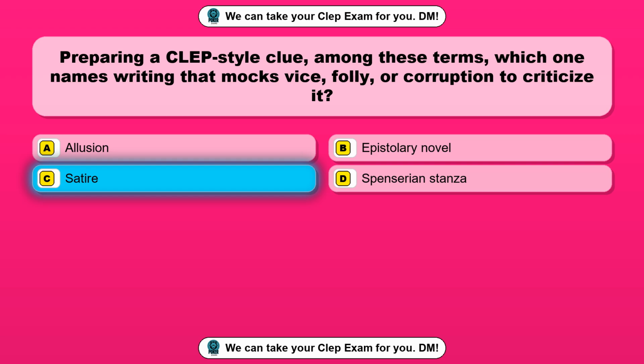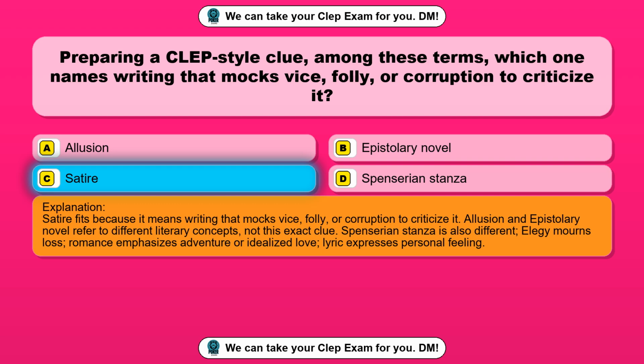Satire fits because it means writing that mocks vice, folly, or corruption to criticize it. Allusion and epistolary novel refer to different literary concepts, not this exact clue. Spenserian stanza is also different; elegy mourns loss, romance emphasizes adventure or idealized love, lyric expresses personal feeling.